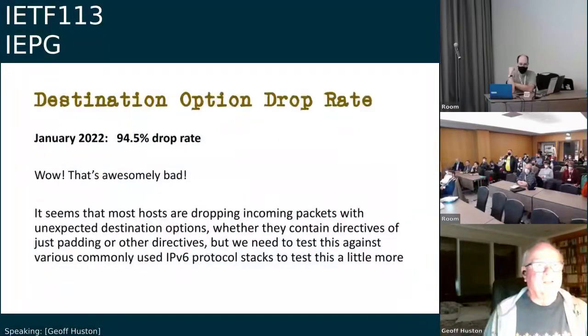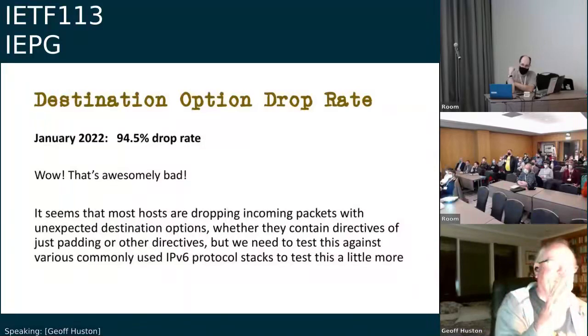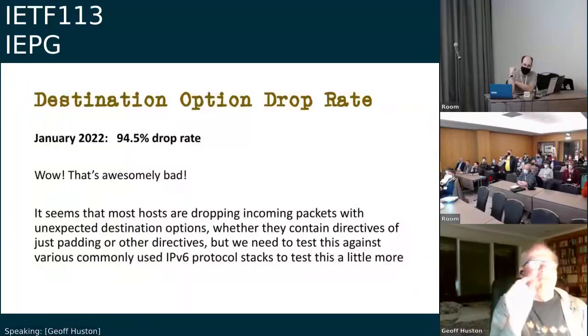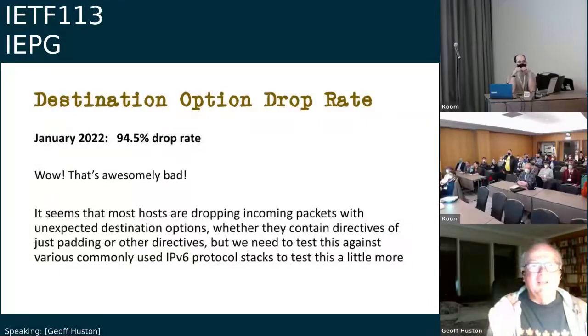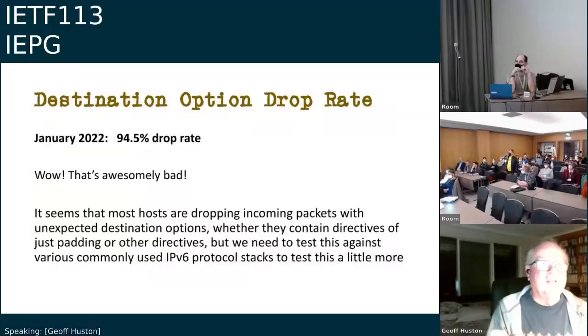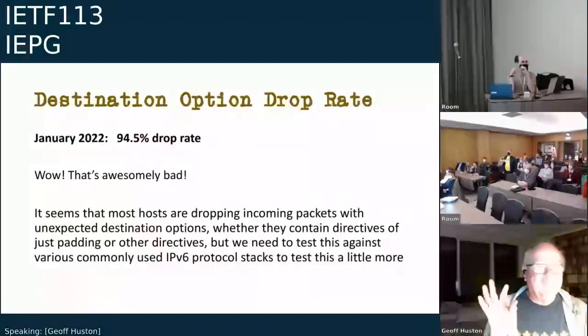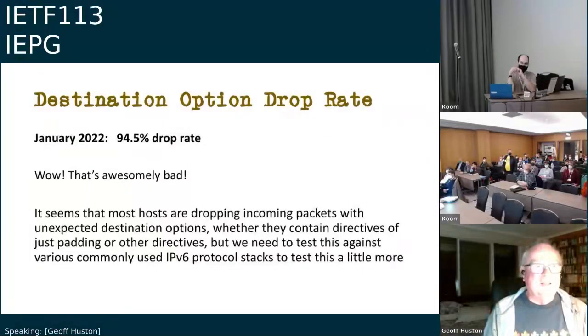Awesome. 94.5% drop rate. I'm like, you actually have to program that. That doesn't happen by accident. That happens because you've sat in your code and go, I hate destination options. And so it seems that almost every host, and certainly because these days most of the eyeballs are sitting on mobile platforms, hosts have particular loathing of destination options, whether they contain padding or presumably any other directive. But it seems that it's just, wow, awesomely bad.